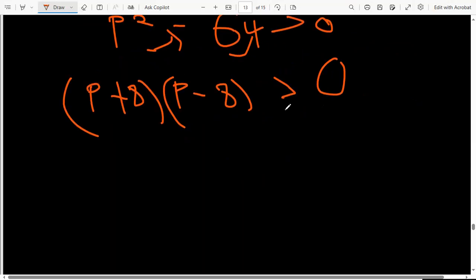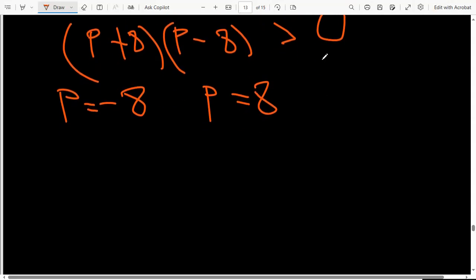And what did I say when we have a greater than sign in a quadratic equation? I said the answer should be p greater than the greater number you get here, and p smaller than the smaller number you get here. So you equate these to 0 and solve for p. If you equate this and solve for p, you get p equals minus 8, and if you equate this to 0 and solve for p, p equals 8. So this is what we have.